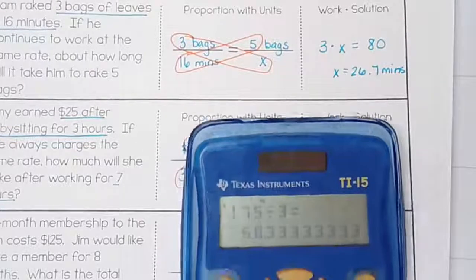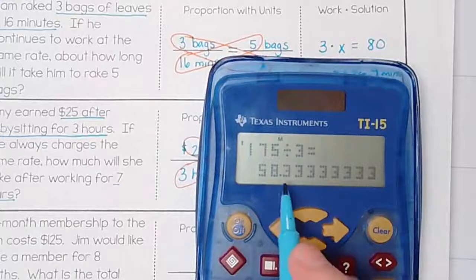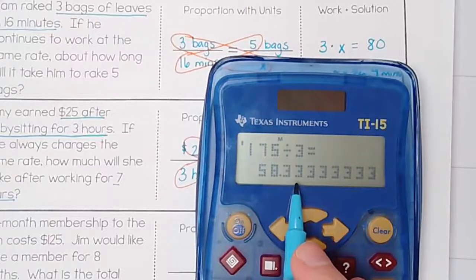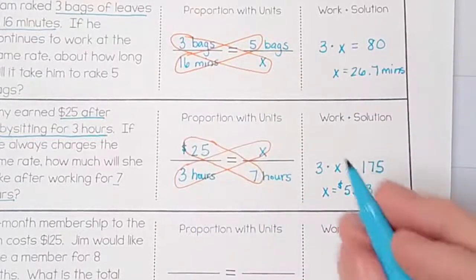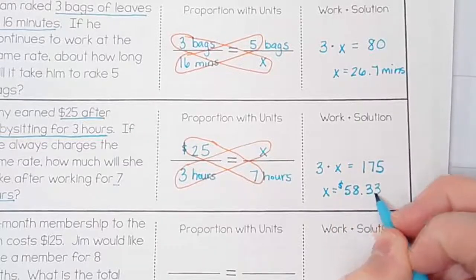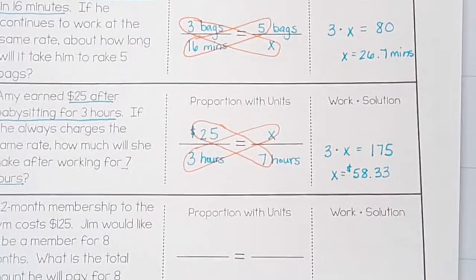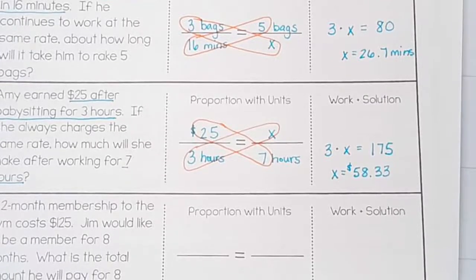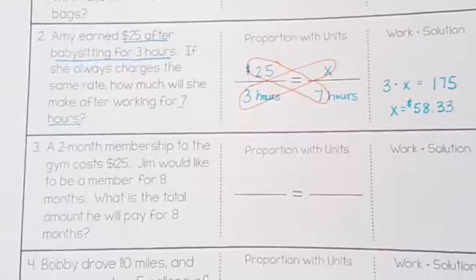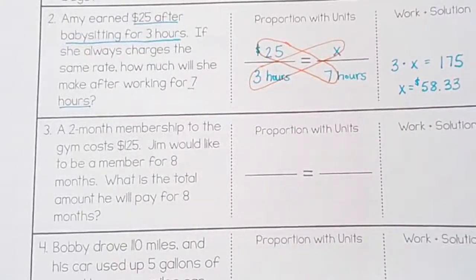All right. Next one. A 2-month membership to the gym cost $125. Jim would like to be a member for 8 months. What is the total amount he will pay for 8 months? Now this one, don't let it confuse you. It's got 4 numbers, but one of the numbers is the same, so it's being repeated, so don't worry. Just like any other proportion, they give you 3 of the numbers. You have to figure out the 4th one.